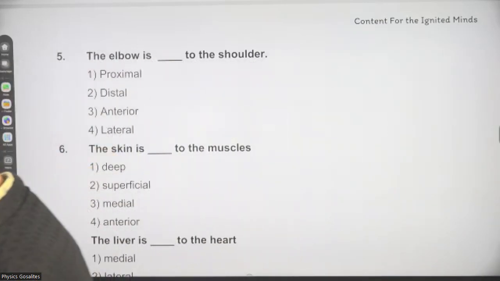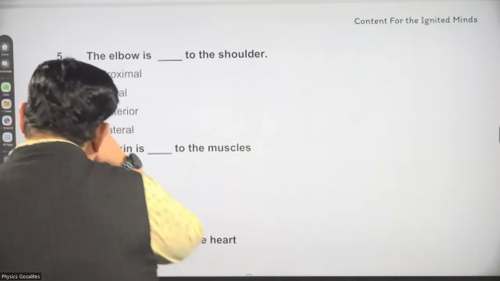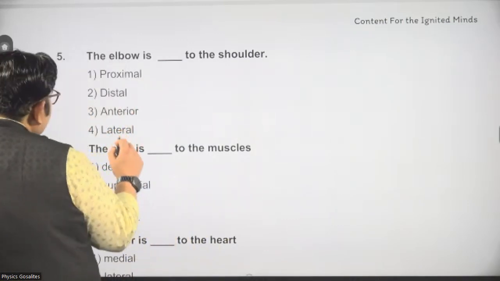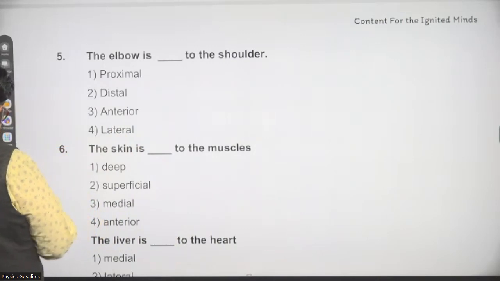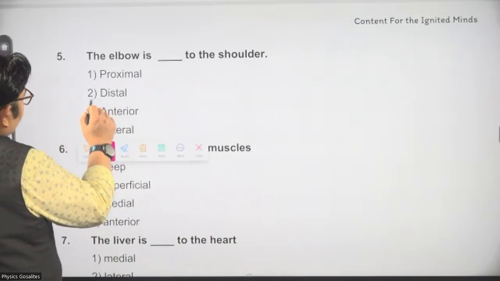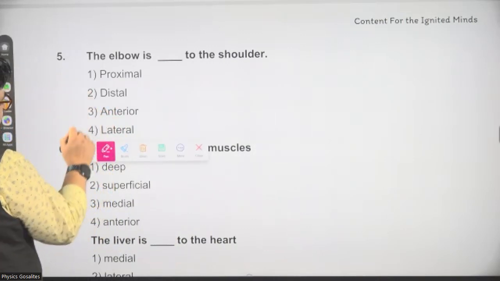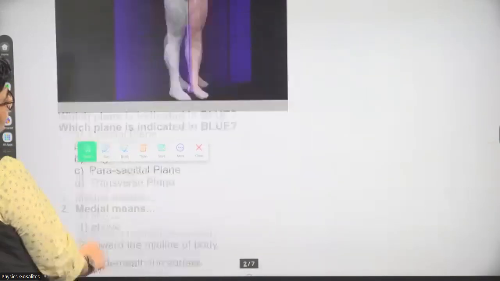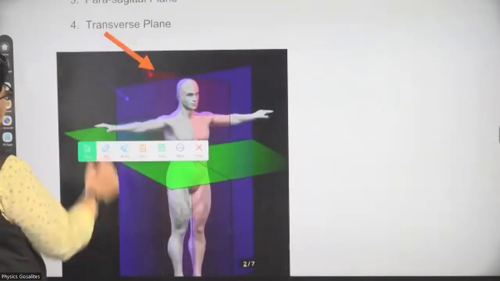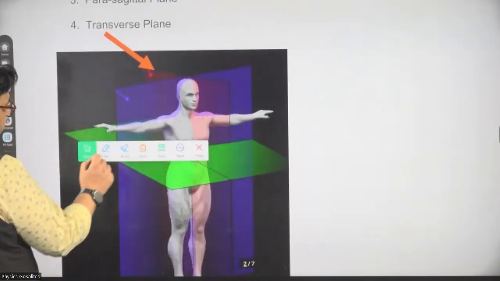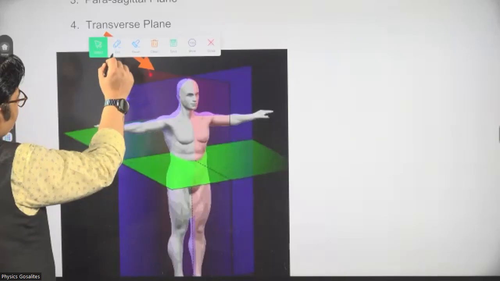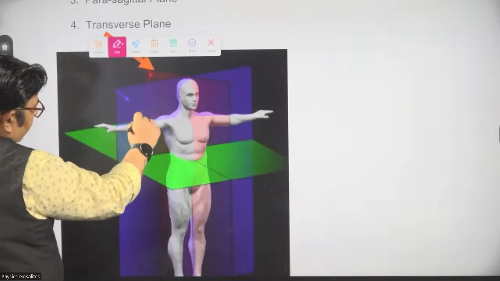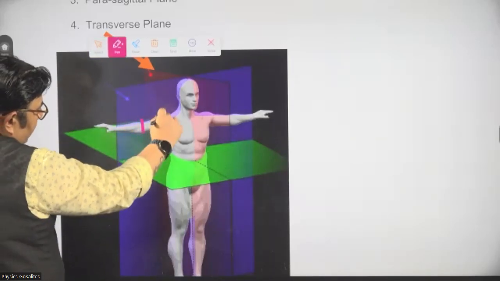The correct answer is elbow is distal to the shoulder. Let's bring the body back again, okay? So where is the elbow and where is the shoulder? Guys, here you can see the elbow is here and the shoulder is here.